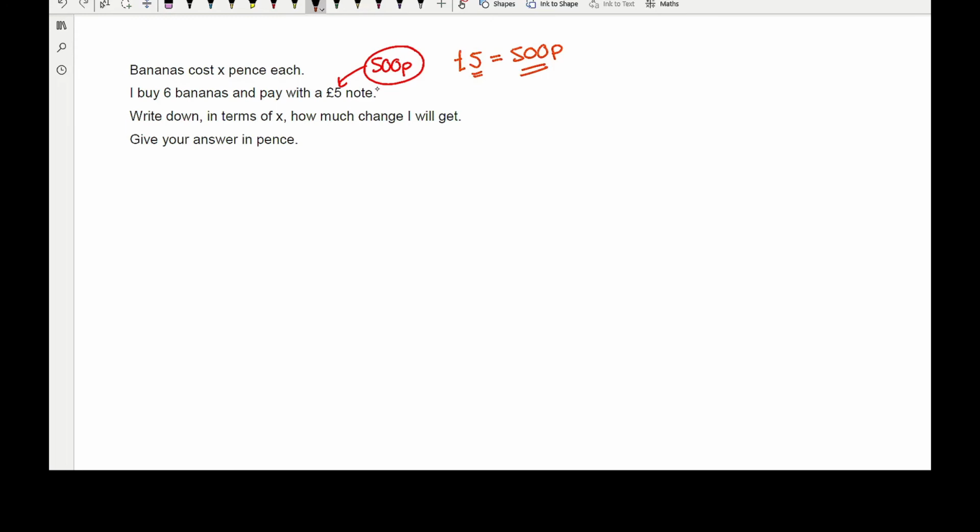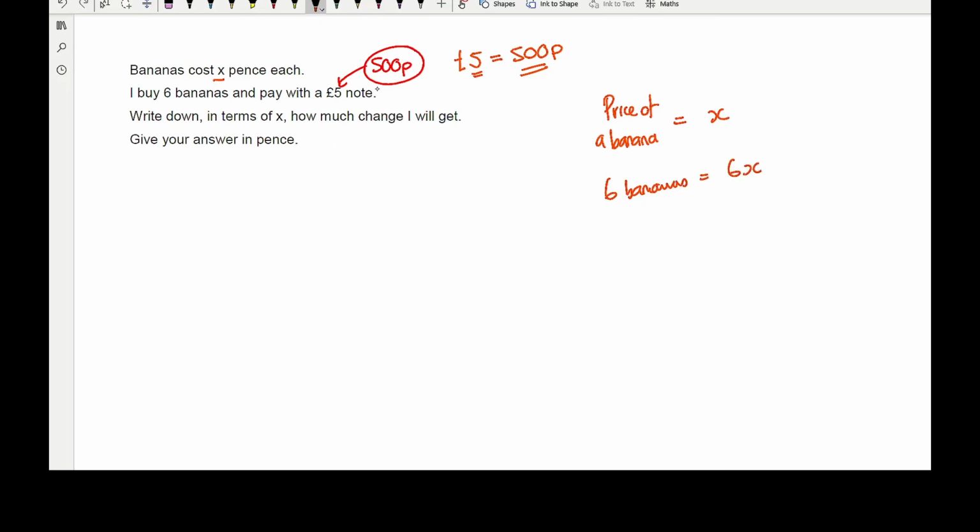Now it says that I buy 6 bananas. Well, 6 bananas, and a banana costs X pence. So the price of a banana is going to be X. So then 6 bananas is going to be 6X.